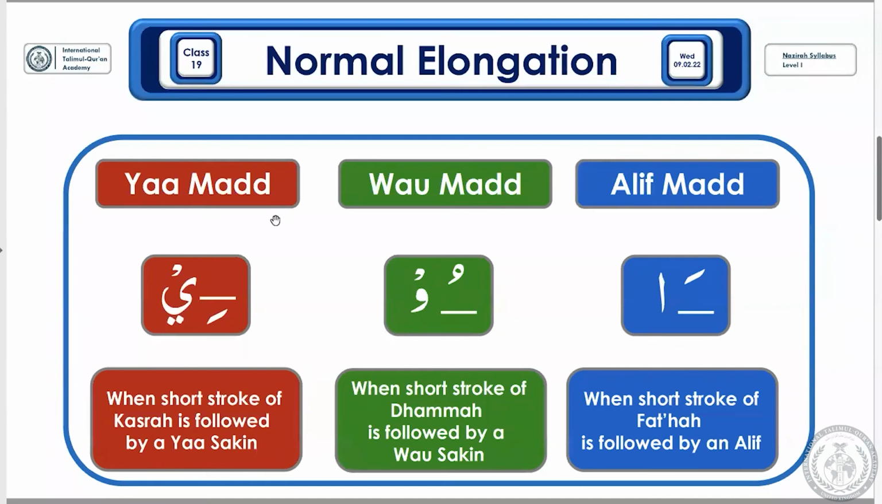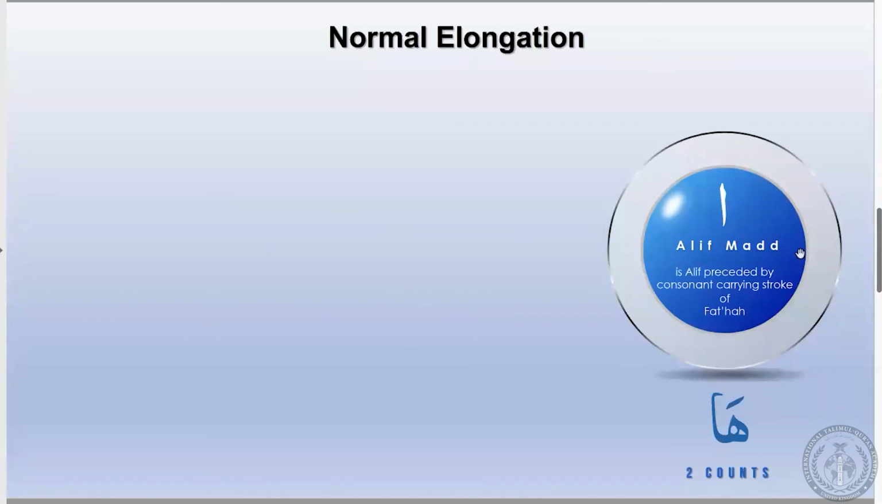So once more, when the short stroke of kasra is followed by a ya sakin, that is known as ya mad. Okay, let's have a look at the timing. So again, alif mad is alif preceded by a consonant carrying the stroke of fatha, or in simple words, an alif mad is where you see an alif that comes straight after a letter carrying a fatha. For example, over here you can see a blank alif, and before it we have a letter carrying a fatha. This is now an alif mad, and we will pronounce this for 2 counts. So we will say this as ha.